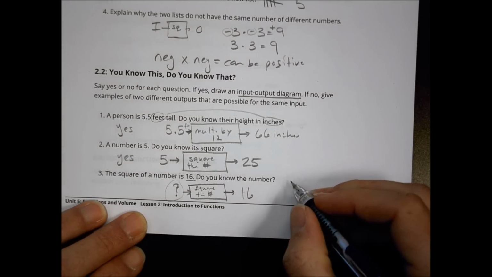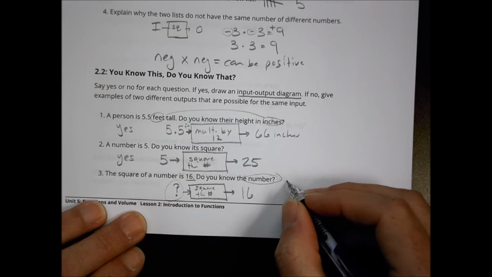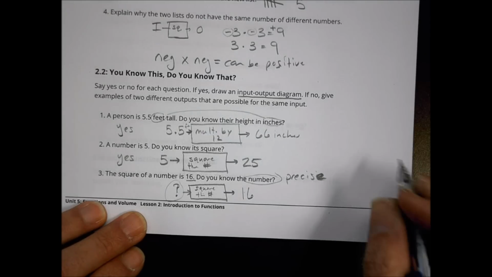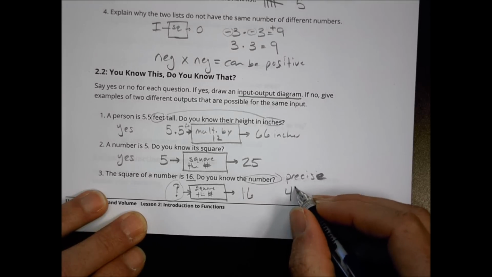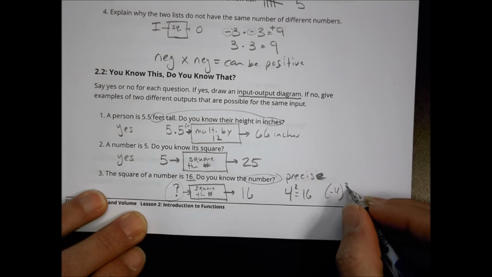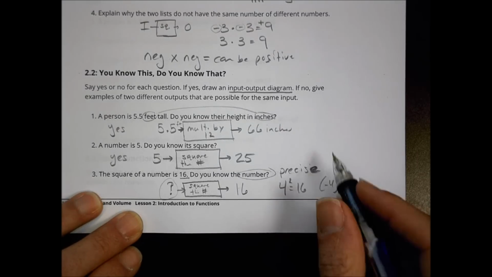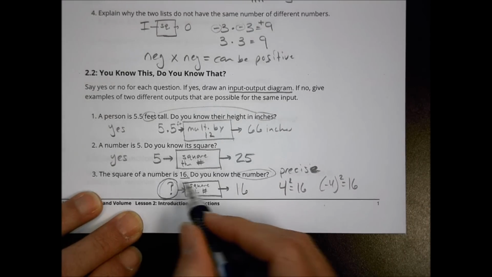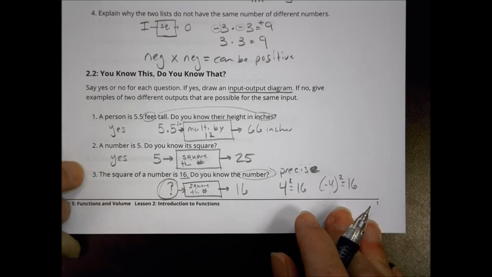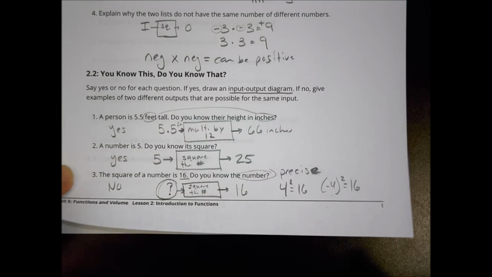Well, to answer this, we would say, yeah, I know there's a number, but do I know the exact number? I need to be precise here, right? Precision matters, not in my spelling, but in mathematics. Here's our problem. 4 squared equals 16, but also negative 4 squared equals 16. Because a negative number squared gives me a positive solution, I don't actually know what this number is going to be, because it could be 4, but it could also be a negative 4. I just can't tell from the information given. So in this case, we would say no, we don't know what the number is going to be.